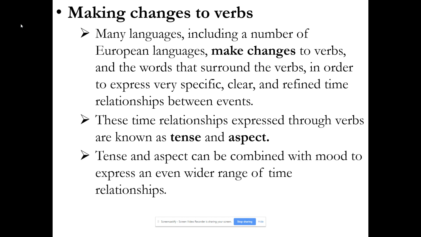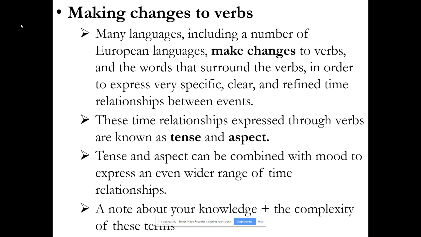So tense and aspect can be combined with mood, the third one here, to express an even wider range of time relationships. So it's entirely possible that you know a lot of these terms. You've heard them before. Maybe you're just not that intimately familiar with them, and you need a little review. If you have been actively learning the English language in the last 5 years or so, then you might be more comfortable and more familiar with all this terminology. But if you're a native English speaker, you might not know it at all, or just barely.